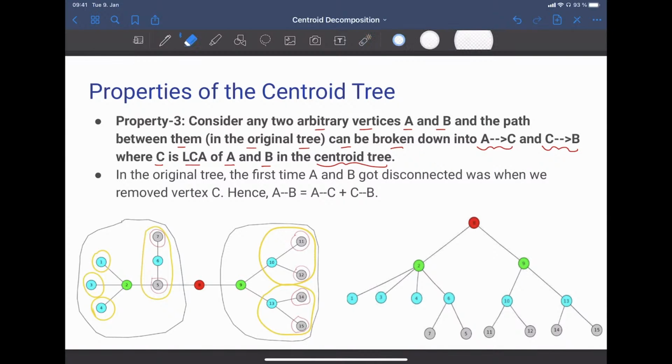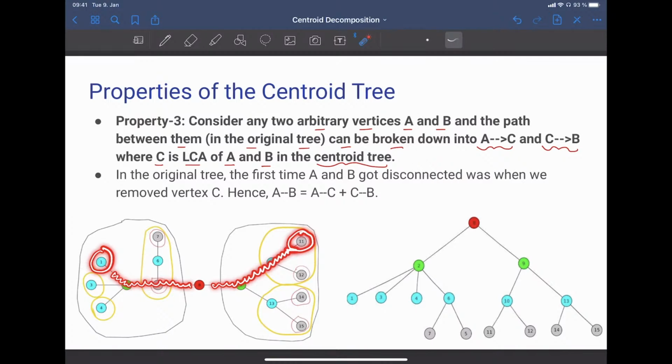Suppose we look at node 1 and node 11, and we look at the path between node 1 and node 11 in the given tree. So in the given tree, what is the path between node 1 and node 11? This is the path. So this is the path between node 1 and node 11 in the given tree.